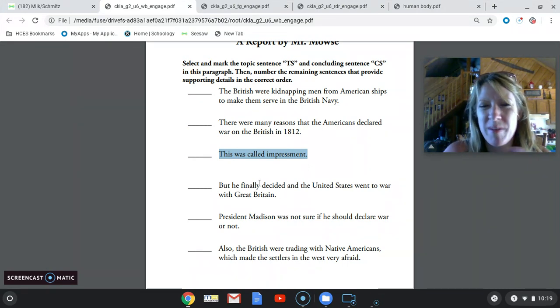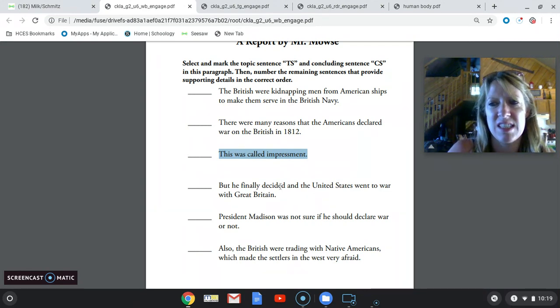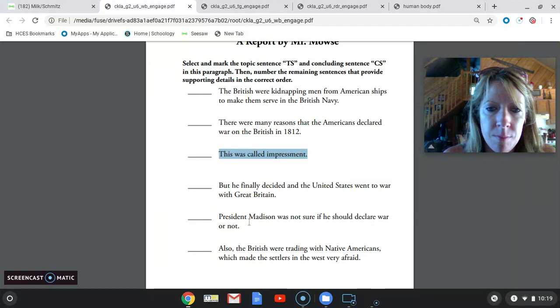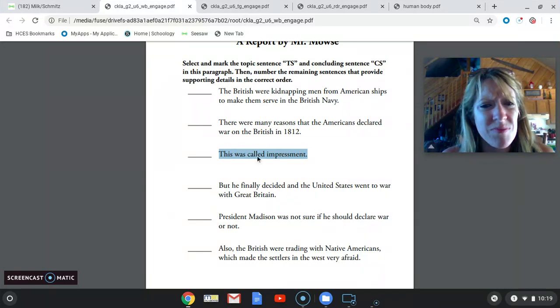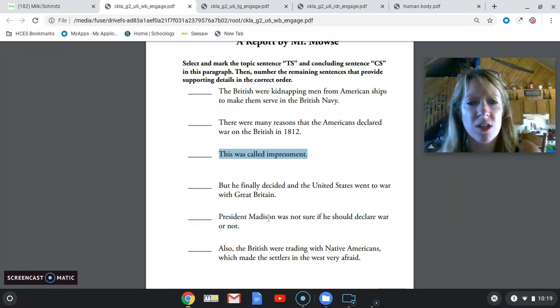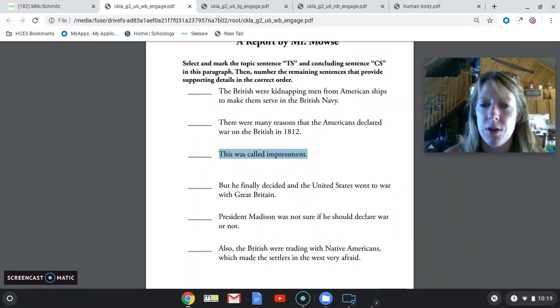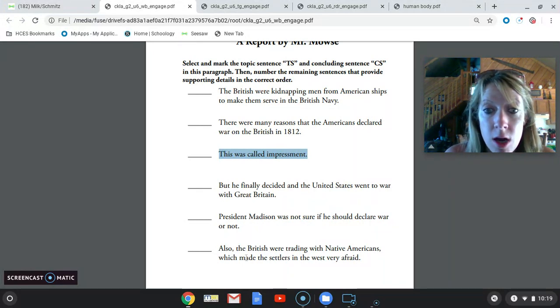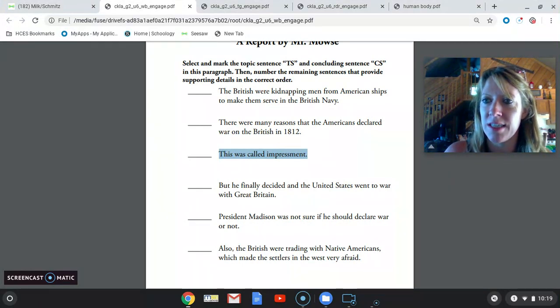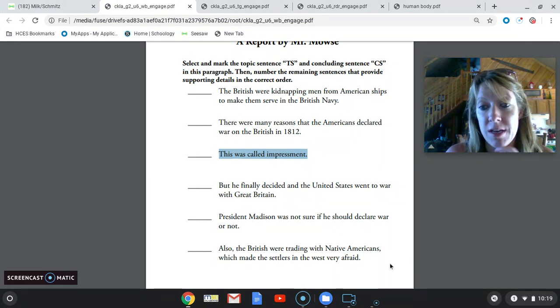But he finally, we haven't talked about the he yet, so that kind of doesn't go, okay? President Madison was not sure. I think we need more details before we talk about if he should declare war or not. Let's see. Also, that tells us there's another detail. There's another reason. So also the British were trading with Native Americans, which made the settlers in the West very afraid. This should definitely get the number 3, okay?